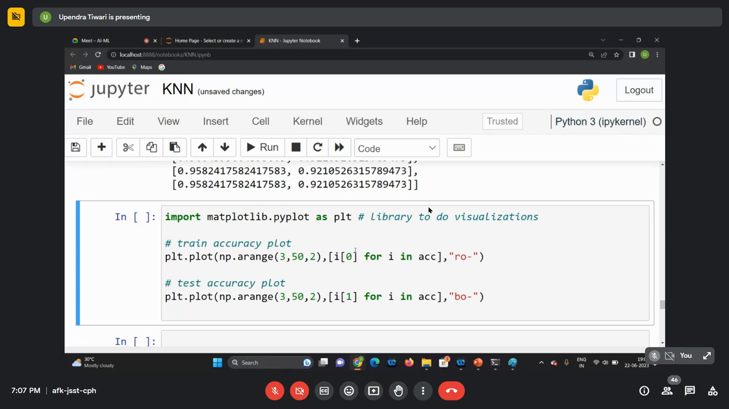So we are just plotting a plot. And for that purpose, in one line plot, we will be taking the value of k from 3 to 49. We are going to see i[0] for i in ACC. This ACC is containing two items. So i[0] is the train accuracy, which we are going to represent with red. Then the other is the test accuracy. That test accuracy we are going to plot with a line plot in blue color.